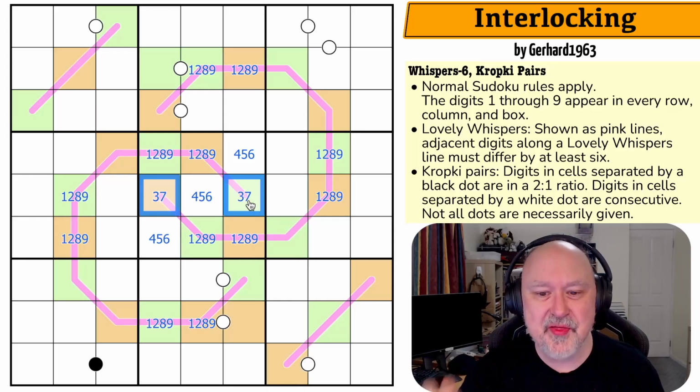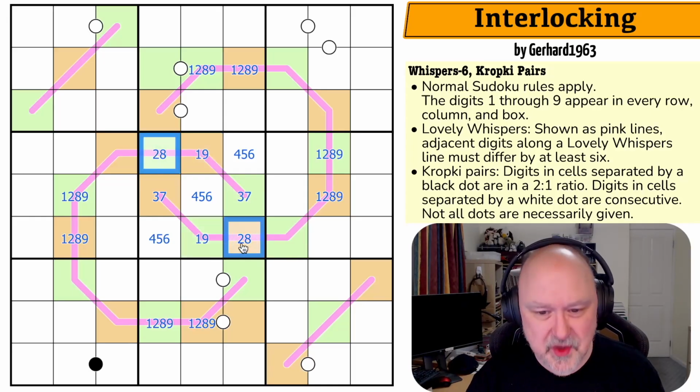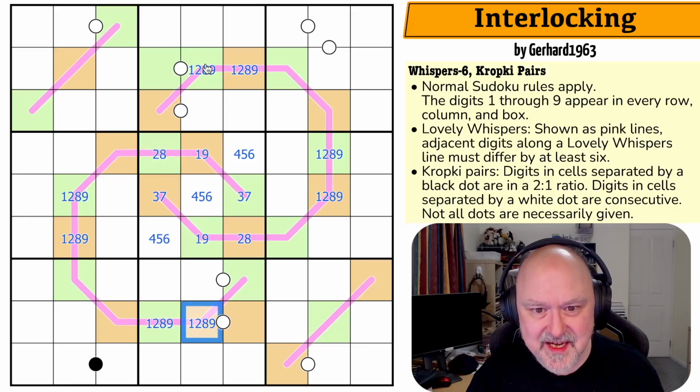So these are 3 and 7, and 3 can only go next to 9. And 7 can only go next to 1. There's no 2, 8 there, which means there's no 1, 9 there. The 1, 9 takes the 1, 9 out of those. These are 2 and 8.